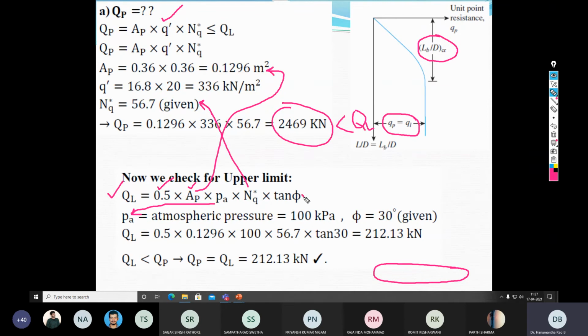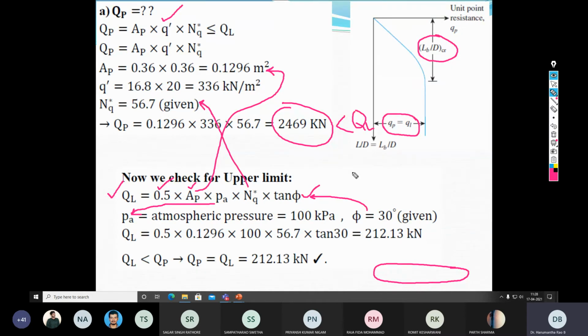Then the additional parameter is tan phi. Phi is given as 30 degree. So everything is known. Substitute straight away in the limiting equation. QL is nothing but 0.5 into 0.1296, that is AP, into 100 into 56.7 into tan 30. So what you will get is 212.13 kilonewton.